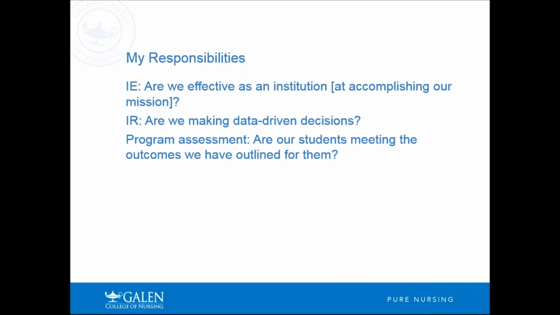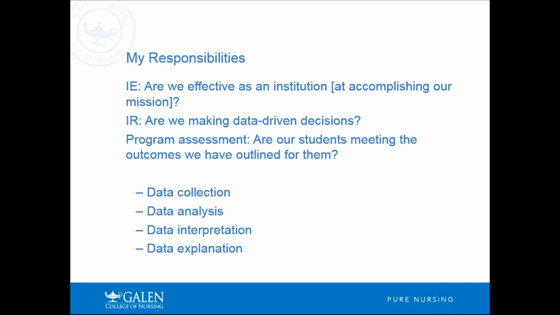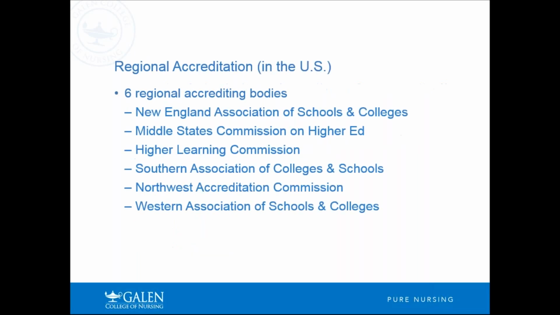Are we using our own data to decide when we need to make changes in the way that we're operating? And then there's the program assessment piece, which is focused at the program level. Are our students meeting the outcomes that we've outlined for them? I'll talk about that a little more, because that's something that I think has become more and more of a pressure from different accrediting agencies.